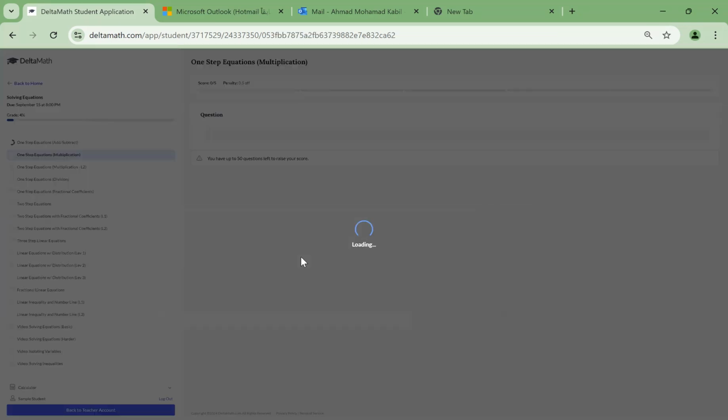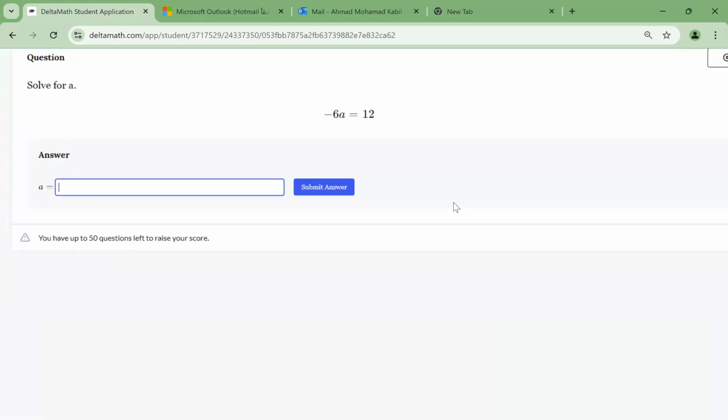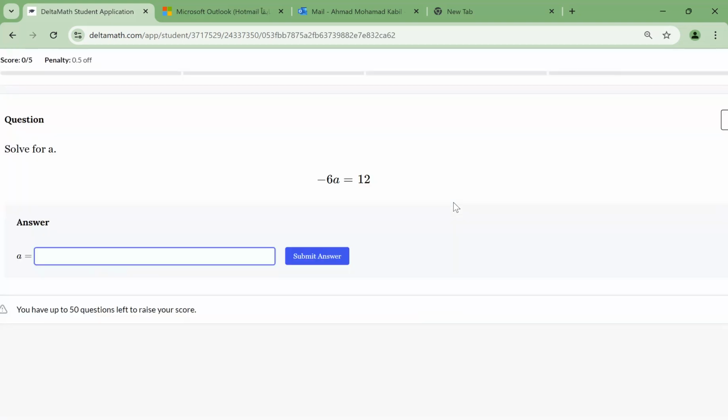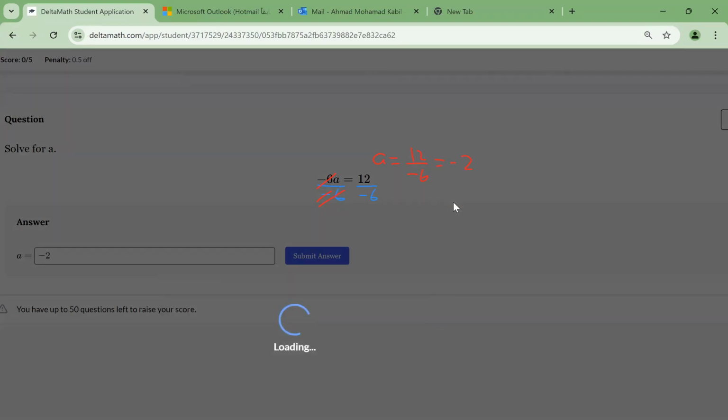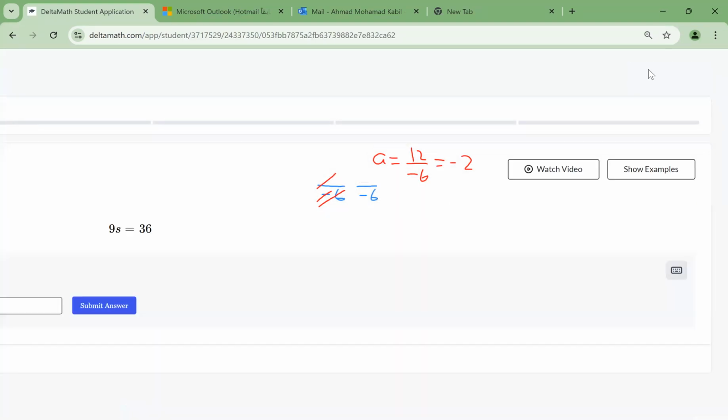So one-step equations with multiplication. Here we have -6 times a equals 12. So in order to isolate the variable a, we need to divide both sides by -6. And you cancel out -6 with -6. So a equals 12 over -6, and this is equal to -2. So a here would be equal to -2. This is correct.